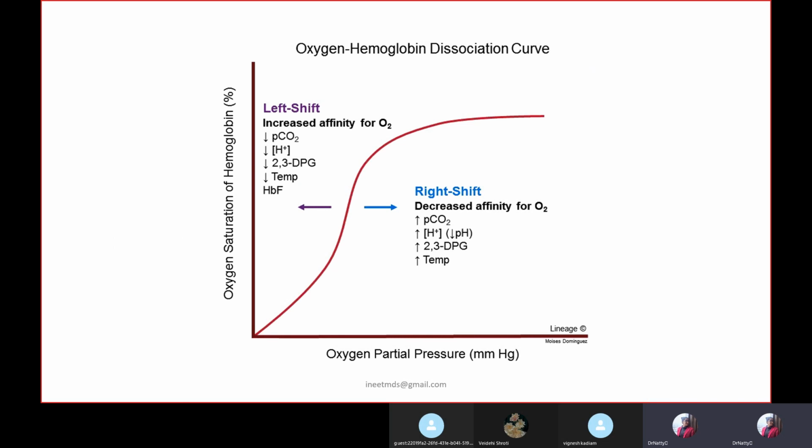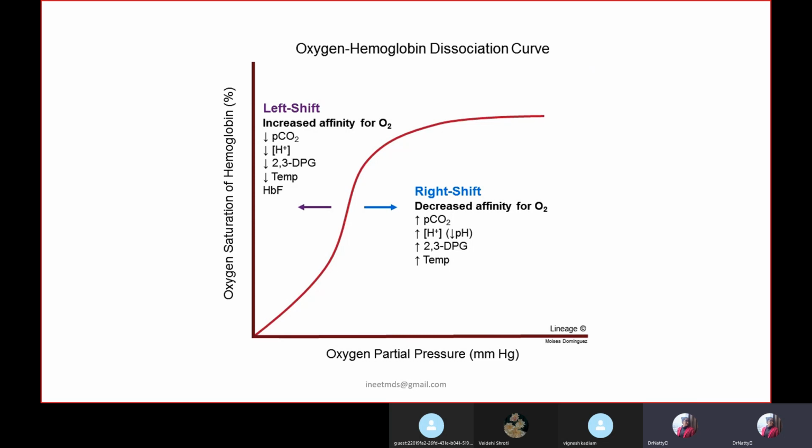Now, what all conditions will lead to a left shift? What all conditions will lead to a right shift? For left shift, it is called increased affinity for oxygen. It happens when there is reduced partial pressure of carbon dioxide, reduced hydrogen ion concentration, which means increased pH.